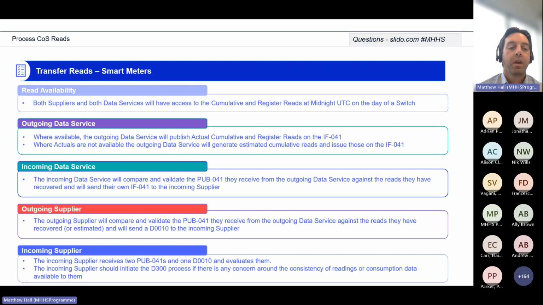Now, in most cases, those will all align, but the incoming supplier has the option to initiate the D300 process if there is any concern around the consistency of readings or consumption data available to them across those 3 files.